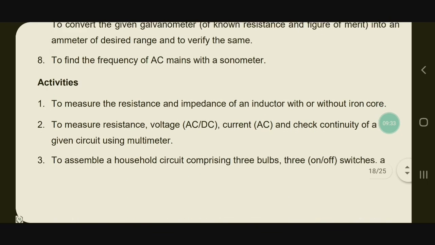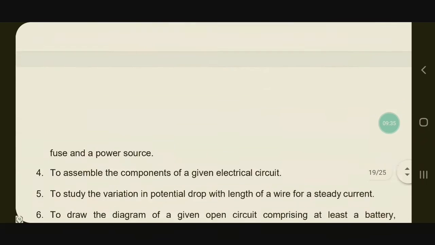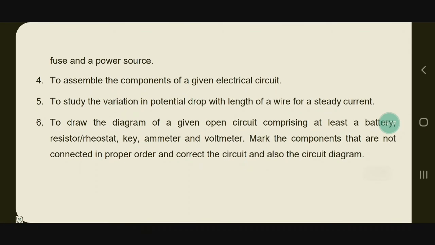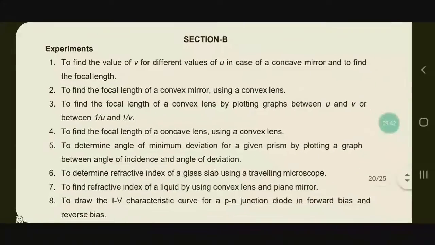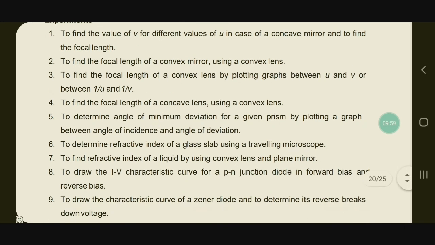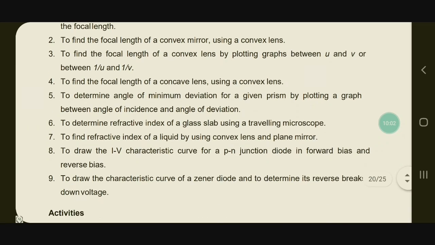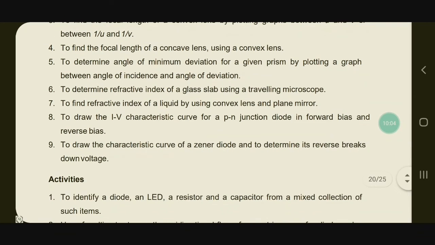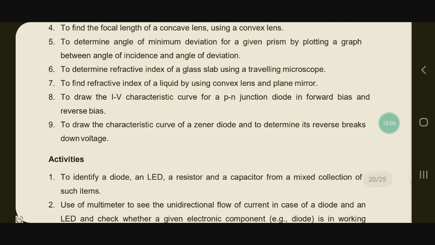Okay, so there are the activities. Some activity differences are also here. To assemble the components of a given electrical circuit. Now section B: to find the value of v for different values of u for a concave mirror, to find the focal length of a convex mirror using a convex lens, to find the focal length of a convex lens by plotting graph v versus u, or 1 by u and 1 by v, to find the focal length of a concave lens using a convex lens, to determine the angle of minimum deviation using a prism by plotting a graph. So almost the experiments are the same.